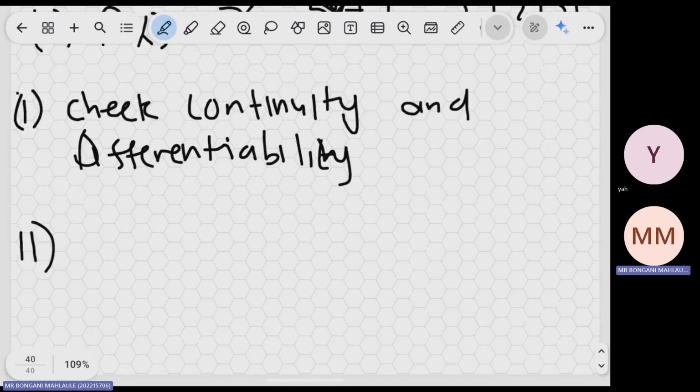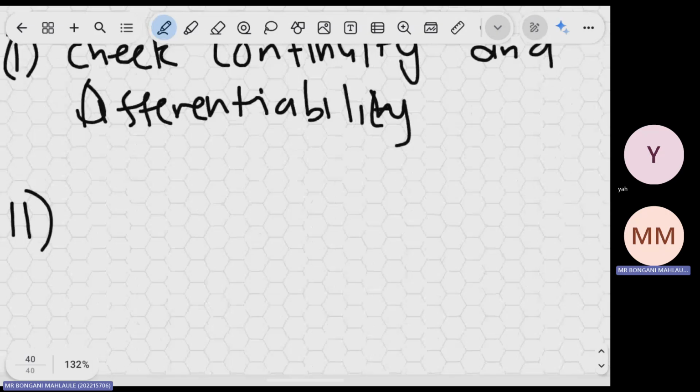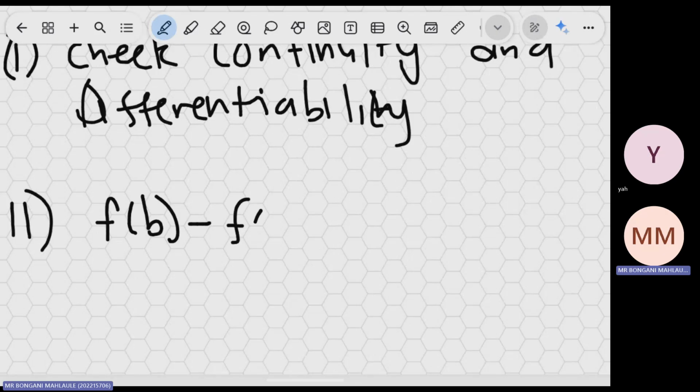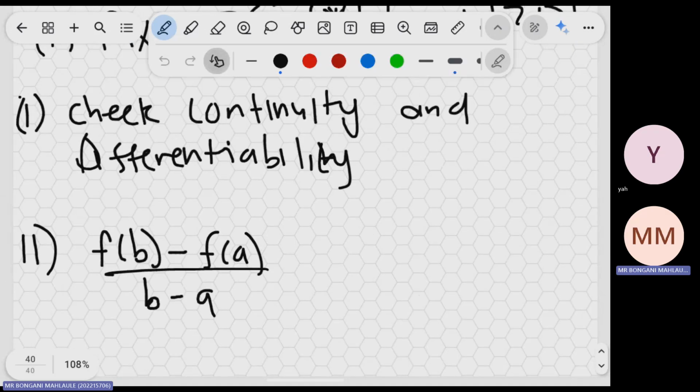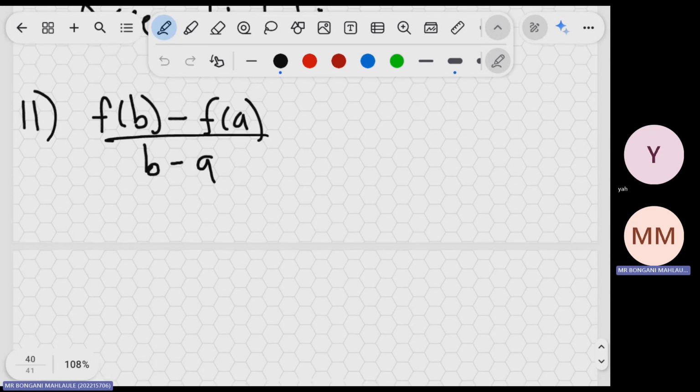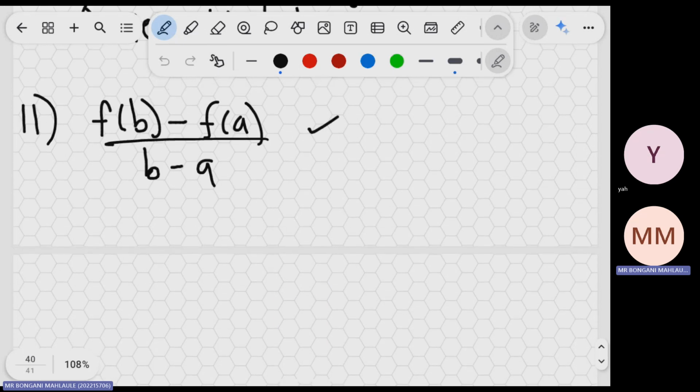Then the second one is you must find if f of a and f of b exist, right? You must actually calculate the slope. This is the second condition. So if the slope exists, you are still fine. It is f of b minus f of a over b minus a. You must actually find the value here.